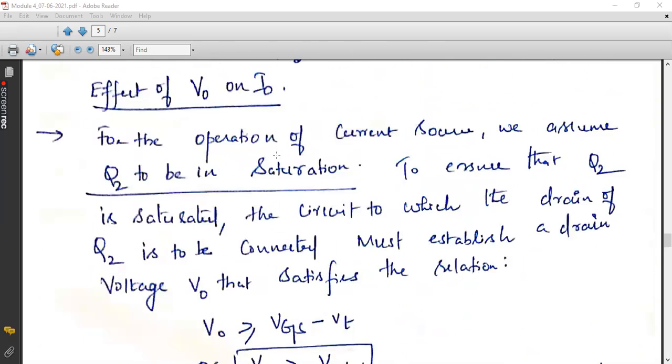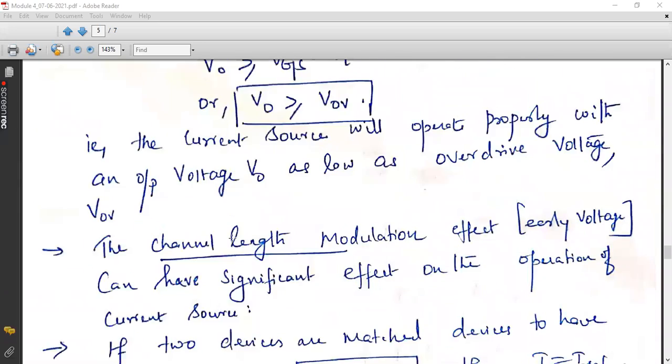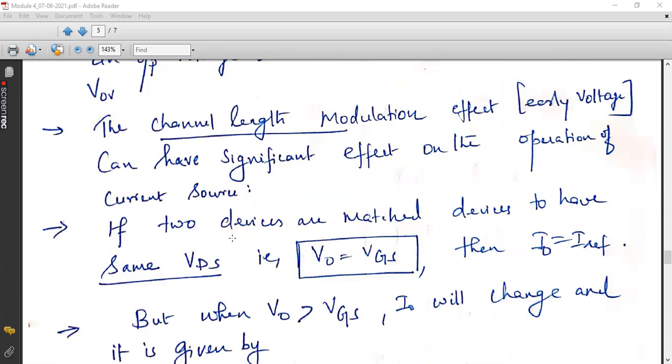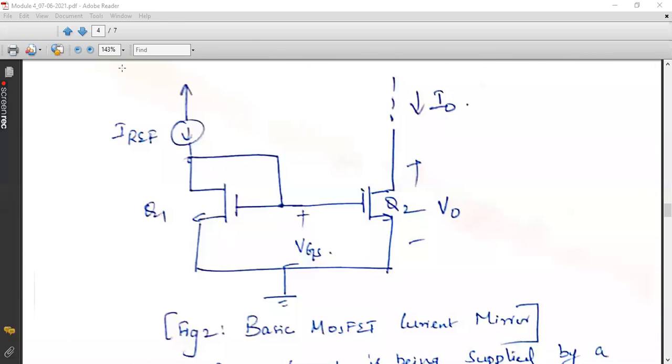Okay. Now here we are connecting the two transistors in such a way that the gate terminals are shorted together and the source terminals are also shorted together, which means their VGS will be same. Now, if the two devices are matched devices, then their VDS will be same and correspondingly your output voltage will be equal to VGS. How can you tell that your output voltage is equal to VGS? Because as per your transistor Q1, the drain voltage is equivalent to VGS. That is VDS is equal to VGS for Q1.